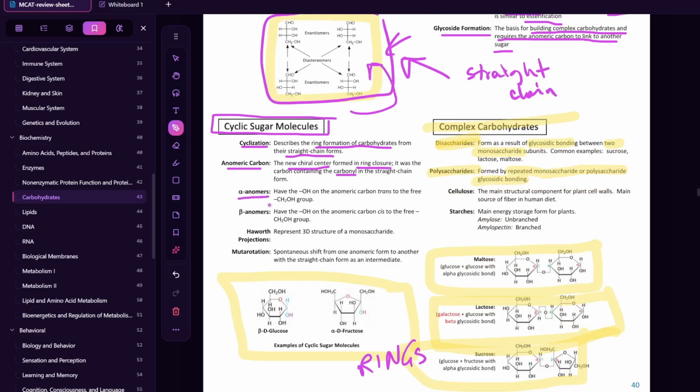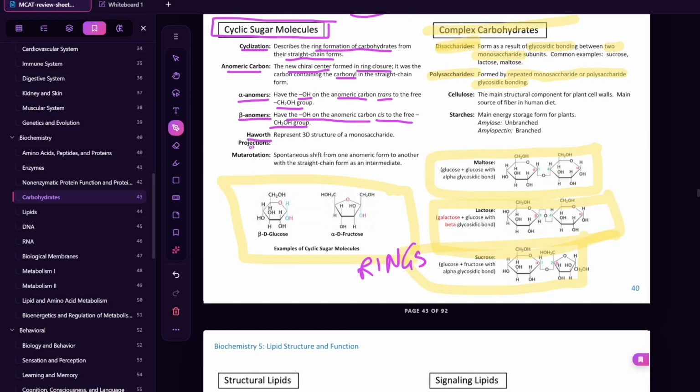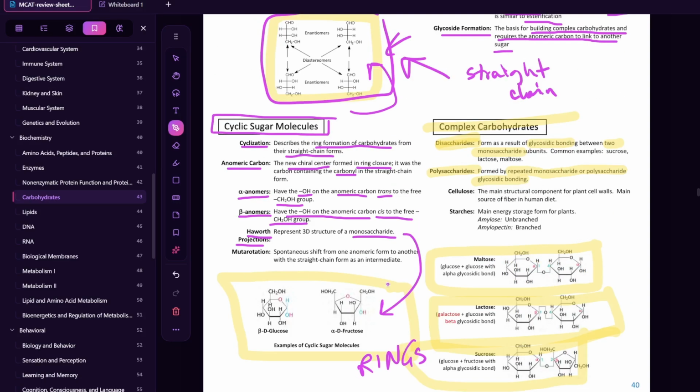And so alpha anomers have the OH on the anomeric carbon trans to the free CH2OH group. Beta anomers have the OH on the anomeric carbon cis to the free CH2OH group. Haworth projections are just able to represent the 3D structure of a monosaccharide. So this is just a way to show it. And so mutarotation is the spontaneous shift from one anomeric form to another with the straight form as the intermediate.